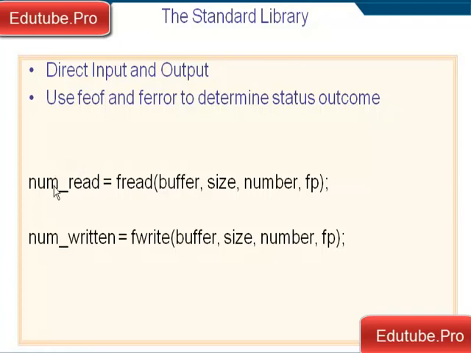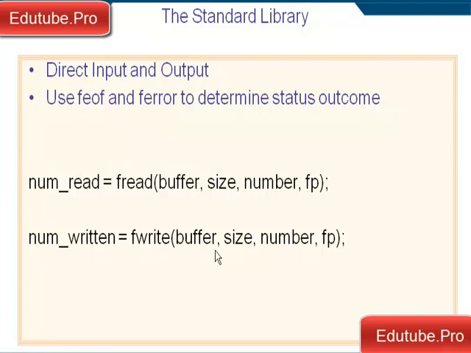So we can see if this matches this. If it does not, it will usually be less. And that means that we hit the end of file at some point. If we asked for 10 records and we only got 6, there just weren't 10 to give us. And then we can check feof and see, is that in fact what happened? And if there's an error, what was the error?